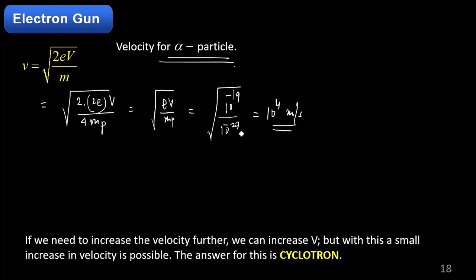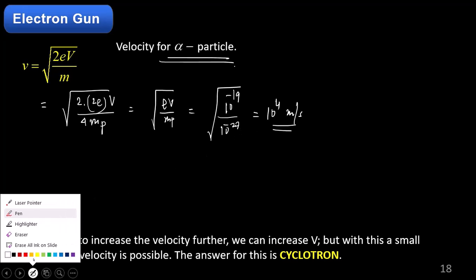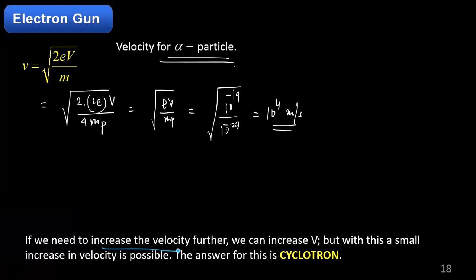Now the objective is that I want to further increase the velocity. You can increase this by increasing the V. If I increase the potential difference, then certainly the velocity will increase, but only a small increase in velocity is possible. In order to increase it further, you should go for a device known as the cyclotron. The cyclotron is the device which is used to produce high-speed charge.